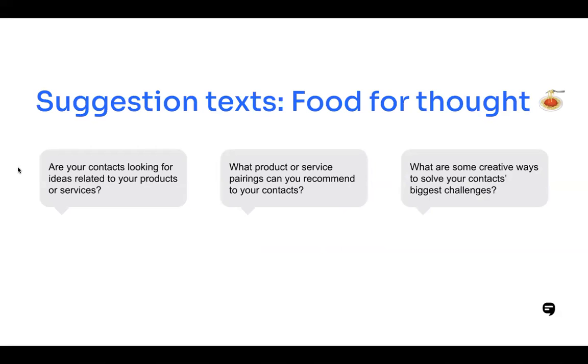Okay, and so you can ask certain questions to decide, are these the right types of texts for my strategy? So are your contacts looking for ideas related to your products or services? What product or service pairings can you recommend to your contacts that they would appreciate? What are some creative ways to solve your contacts' biggest challenges? So think kind of reverse engineering: what are their current challenges in their life, whether it relates to my product or not? And do I have the expertise, or at least the resources, that I can point them toward to help solve those things?